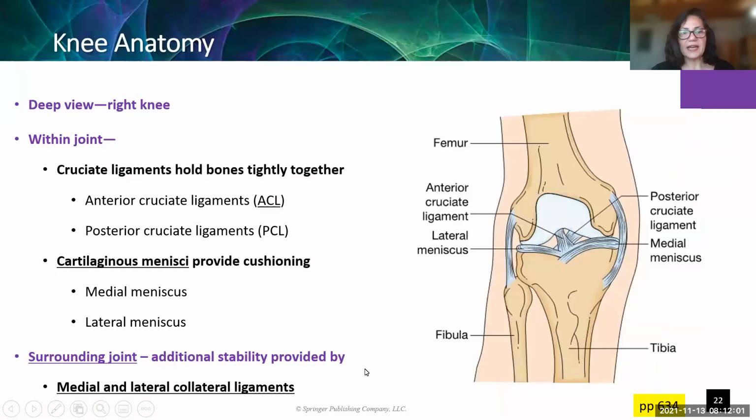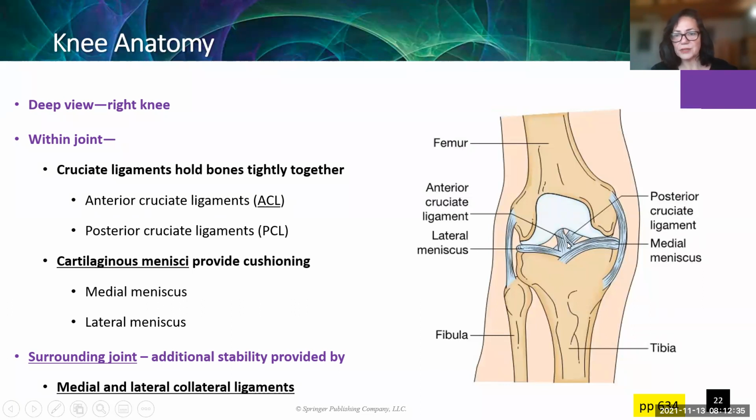Then let's take a look at the inside of the knee. There are some other structures that help stabilize this. There are two ligaments inside the knee that cross from the distal end of the femur to the proximal end of the tibia. The one in front is called the anterior cruciate ligament, or ACL. You may have heard of this one before. And then there's one crossing in the back, the posterior cruciate ligament.